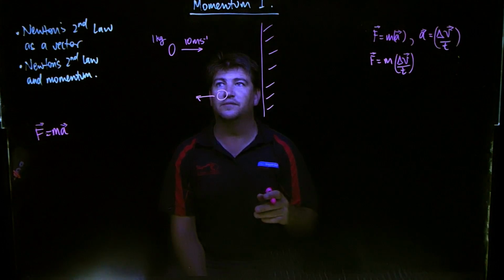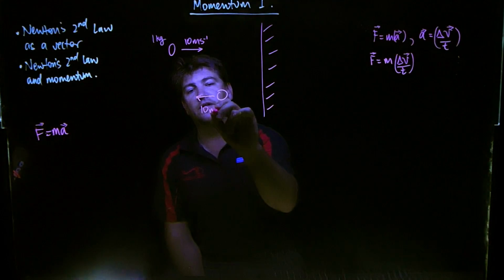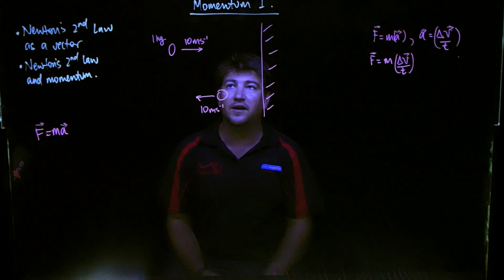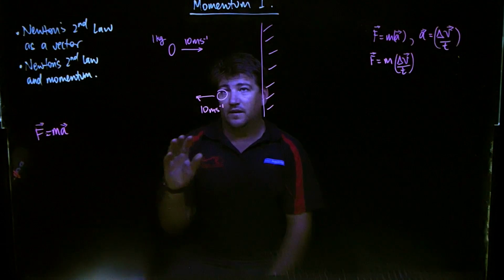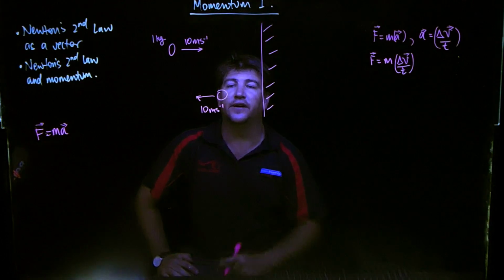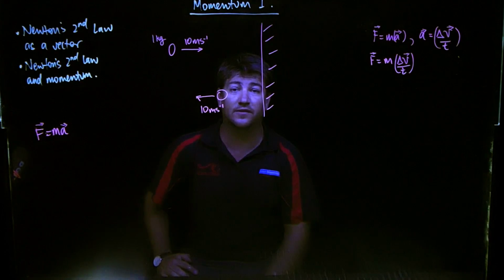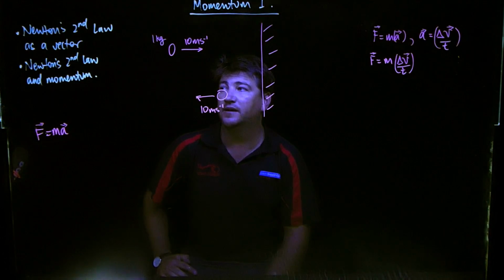Now after it impacts the wall, it's bounced off. Look at the shape of that, that's terrible. Anyway, it's bounced off and it's still going at 10 meters per second, but it's going the other way. So I want you to think in your head, what's its change in velocity? It was doing 10 to the right, now it's doing 10 to the left. Has it sped up or slowed down? And how does that relate to its change in velocity?